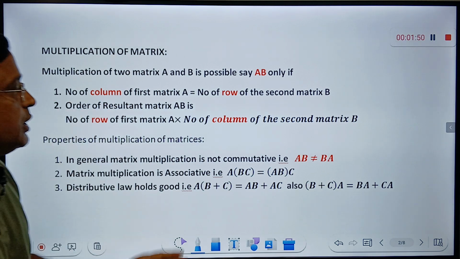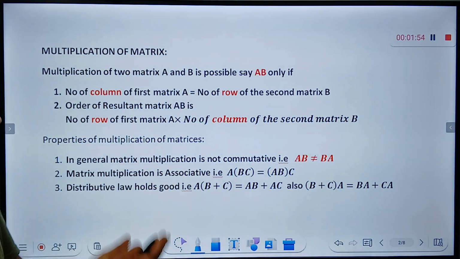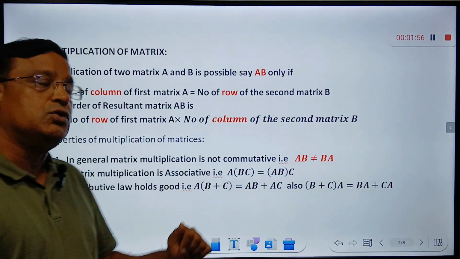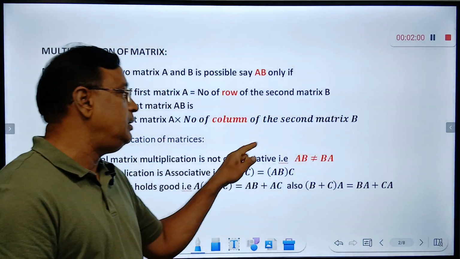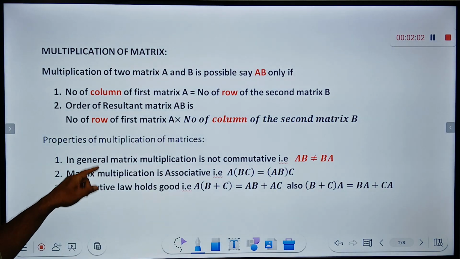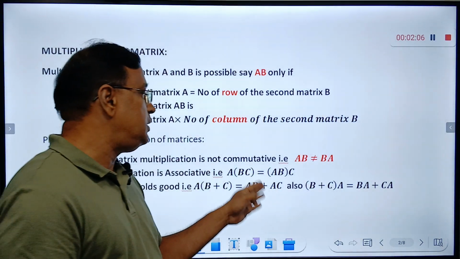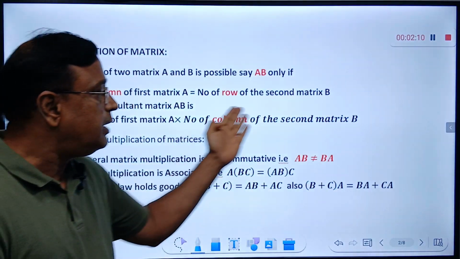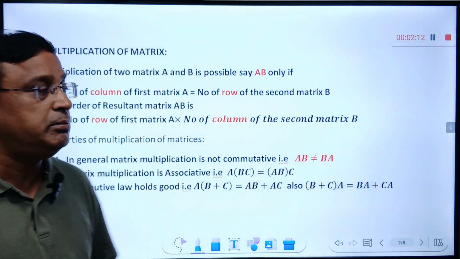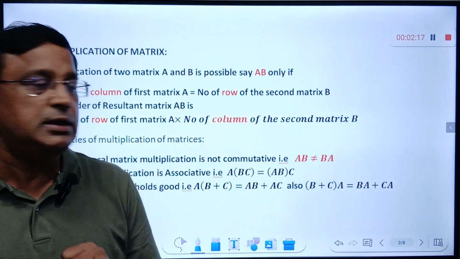Matrix multiplication in general is not commutative. That is, AB not equal to BA. Matrix multiplication is always associative. That is, A into BC equals AB into C. And the distributive property holds good. That is, A into B plus C is AB plus AC. It's just like opening the bracket. The left distributive property and right distributive property are two different things because matrix multiplication is not commutative, isn't it?